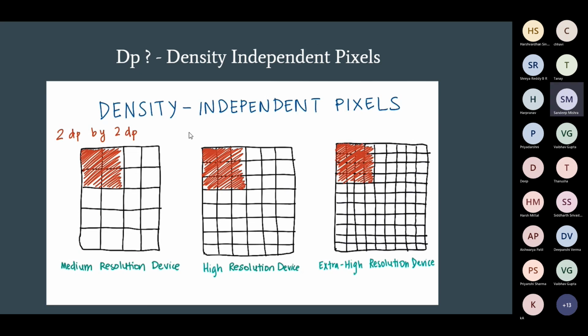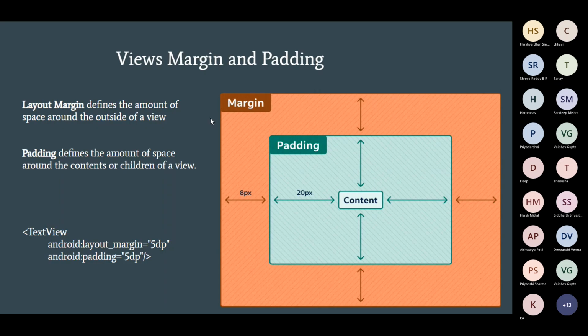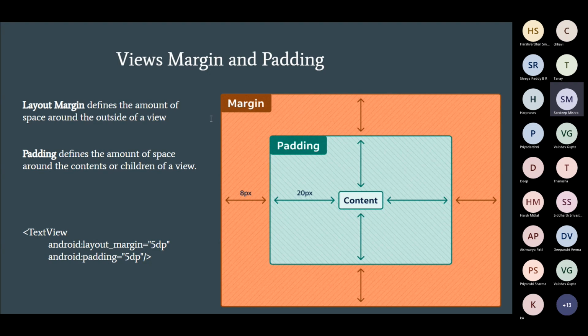Then we can study what DP is, density independent pixel. In different resolutions of devices, we must have the same size of our icon, our button, our image. That's why we use a term called density independent pixel. After that, any doubt? Someone unmuted. Okay, no doubt, I guess.